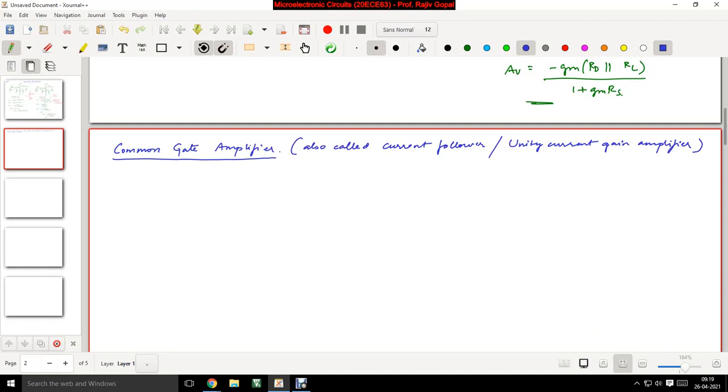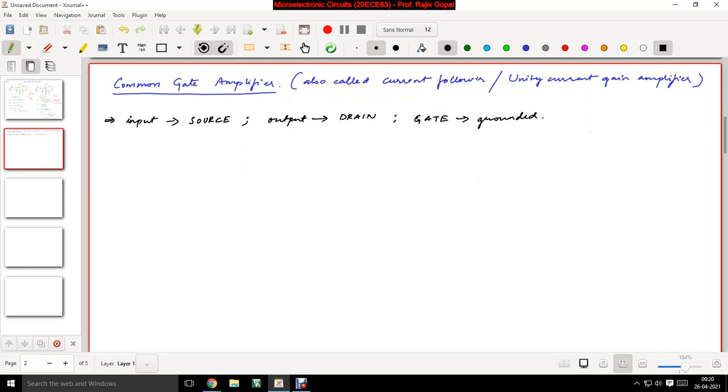First the circuit diagram. Common gate itself should tell you that the input is given at the source, output taken at drain, and the gate terminal is grounded. So this is basically common gate.